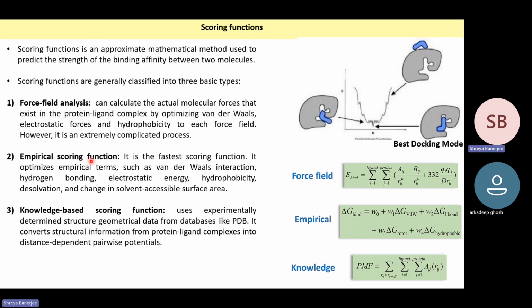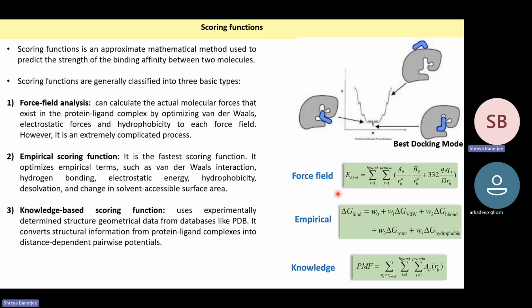The second scoring function is the empirical scoring function. And this is the fastest scoring function. It will optimize empirical terms such as van der Waals interaction, hydrogen bonding, electrostatic energy, and so on. But it is a qualitative optimization of the different energy terms. So you can see in the empirical, you have different delta G van der Waals, delta G hydrogen bonding, delta G hydrophobic, and so on. These are just taken as a single term, which is optimized.